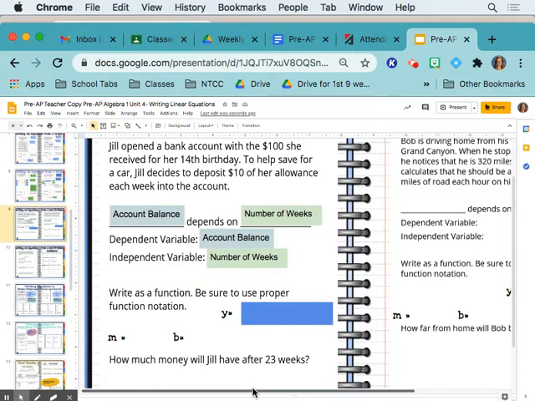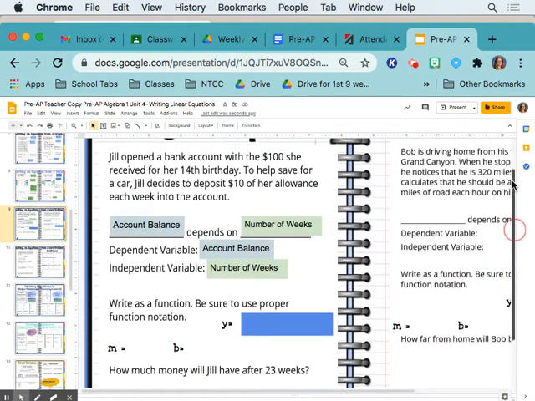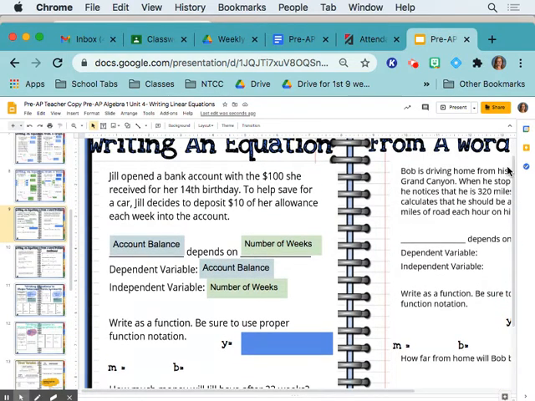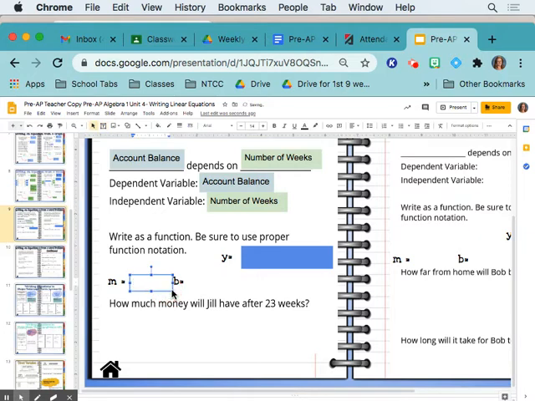Okay, so now we need to write as a function. Be sure to use proper function notation. Let's talk about what our M is and what our B is. So M is your rate of change. So in this story, what is the rate of change? 10x. Yeah, because 10 per week. So let's write that here. 10 is our rate of change.